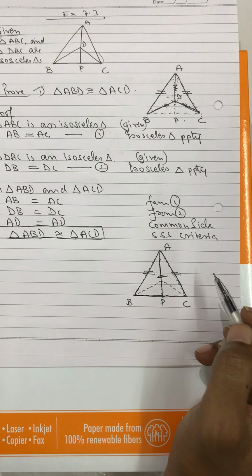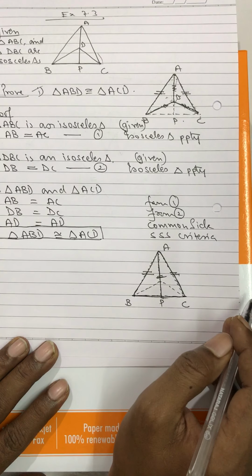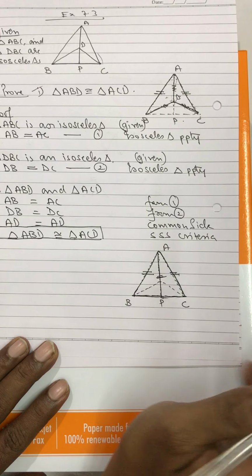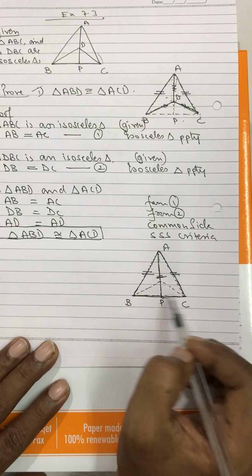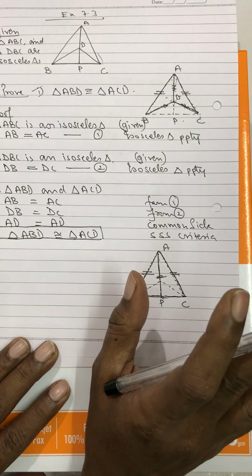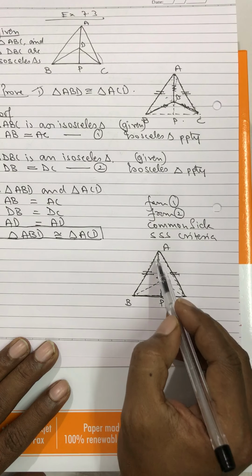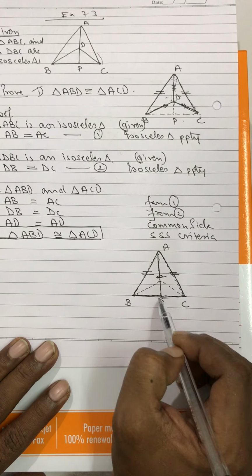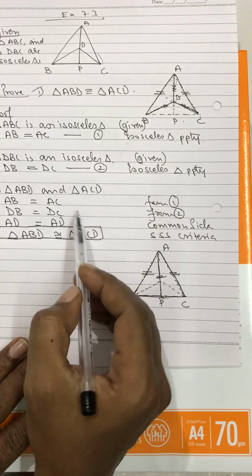Now what next? We don't have any information about BP and CP. We don't have any information about the angles, and this we cannot say that AB is equal to AC, therefore angles are congruent. That is not allowed. At a time, only one property of isosceles triangle you can use. Either AB is equal to AC side you can use, otherwise angle ABC is congruent to angle ACB you can use. Only one property of isosceles triangle you can use in one comparison.